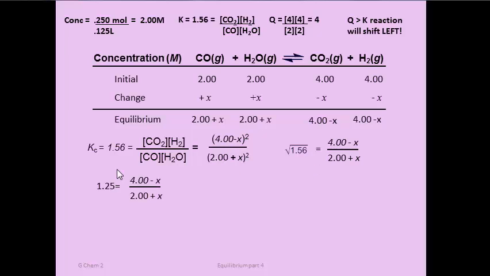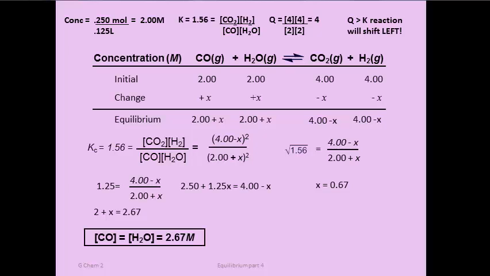Collect terms. I'm working left to right, top to bottom. Multiply the 1.25 through 2 plus x, and you're going to end up with this expression equals 4 minus x. Collect my x's to one side, my numbers to the other, and divide through, and x equals 0.67. So everywhere I have an x up here, I now can substitute in 0.67 and get real equilibrium concentrations. So the carbon monoxide and water have 2.67 molar. The carbon dioxide and hydrogen have 3.33 molar.